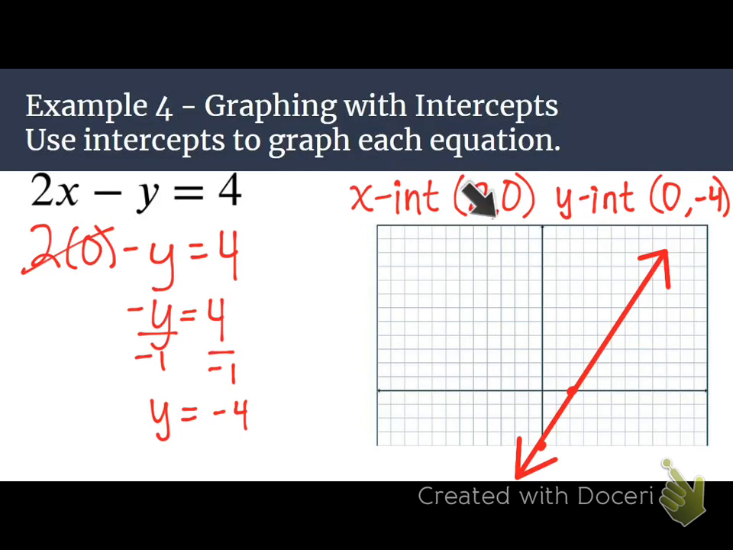Make sure you set it up showing me your x-intercept point and your y-intercept point.